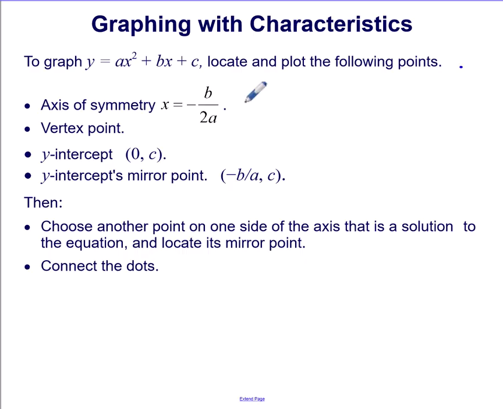Our first step is to determine the axis of symmetry. The equation for the axis of symmetry is going to be x is equal to negative b over 2a, where b is the coefficient of x. So what I do is I take this number and I change the sign. Then I divide it by twice this number, the coefficient of x squared. That's where the axis of symmetry is going to be located.